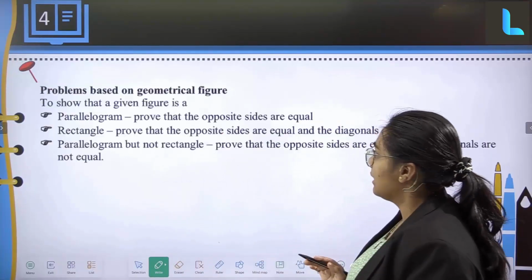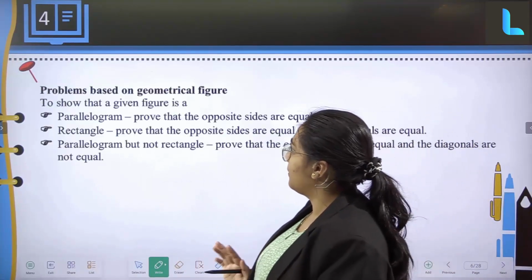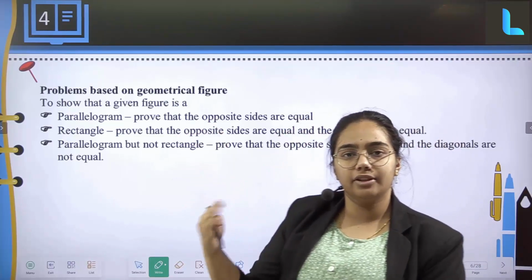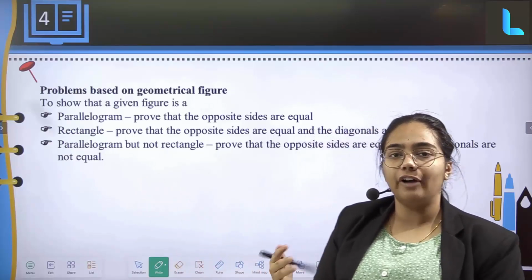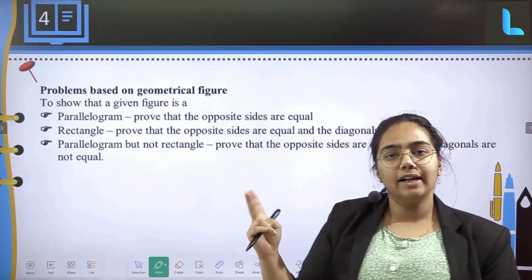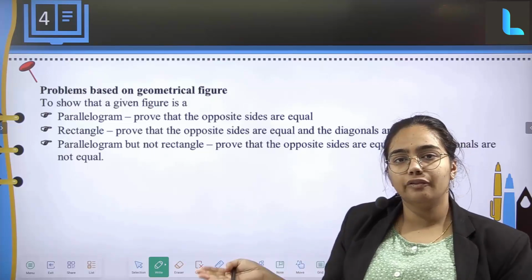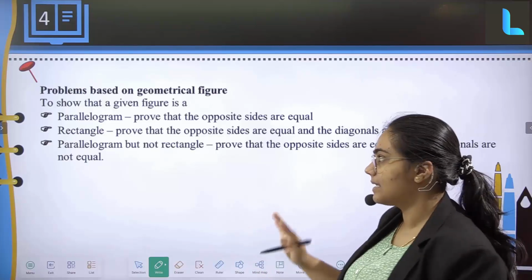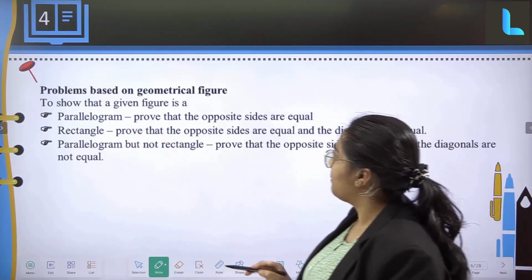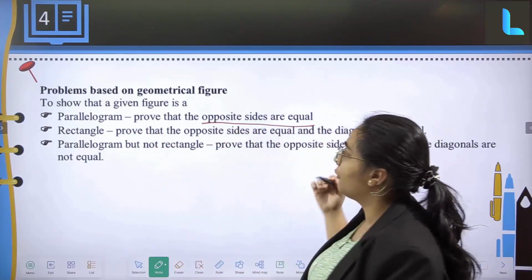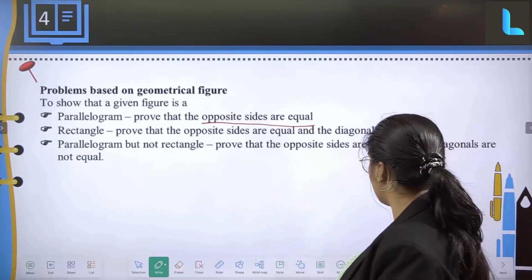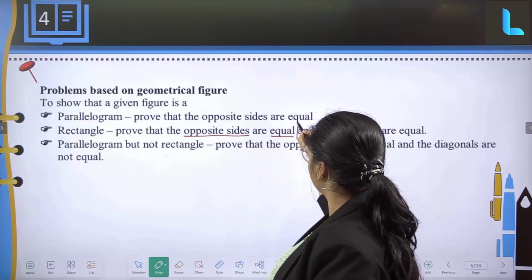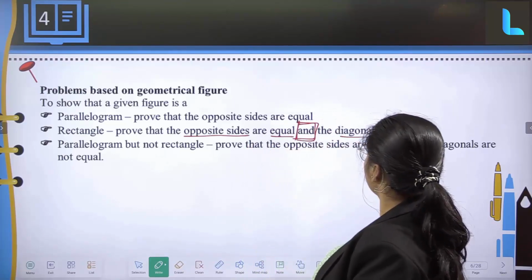Clear? So problems based on geometrical figures: they will give certain vertices for you and you just have to find out. They will ask you to prove that the given vertices form a parallelogram, or a rectangle or a rhombus, anything. For a parallelogram, prove that the opposite sides are equal. For a parallelogram, only the opposite sides need to be equal. For a rectangle, opposite sides are equal and diagonals are also equal.